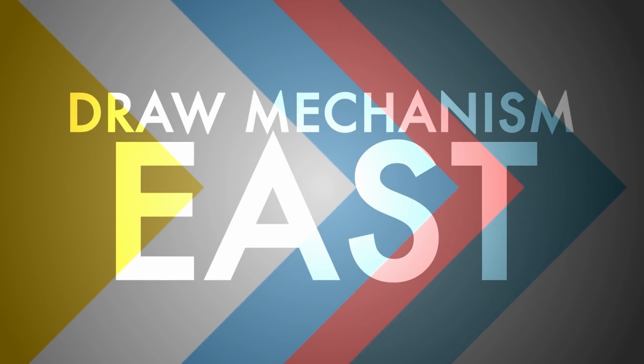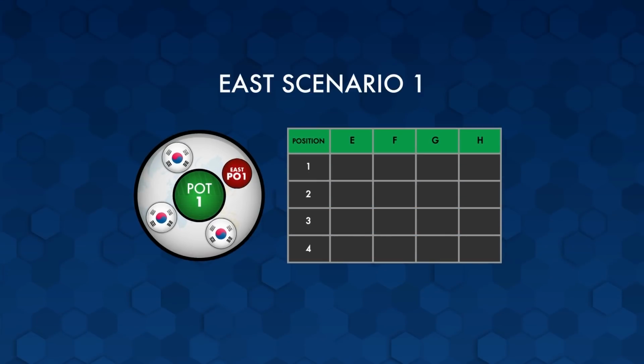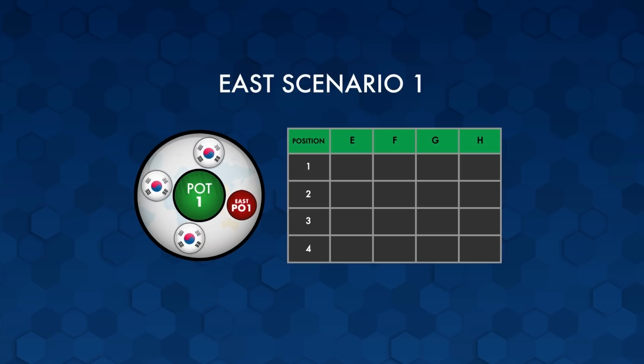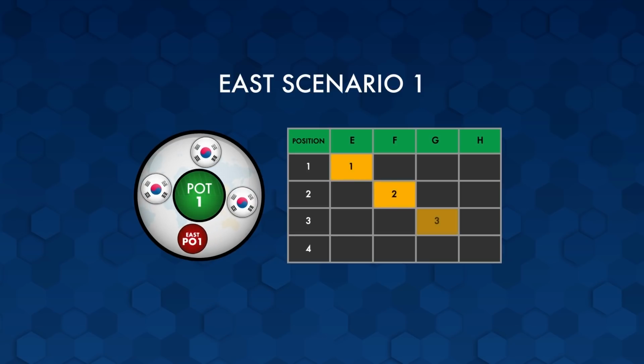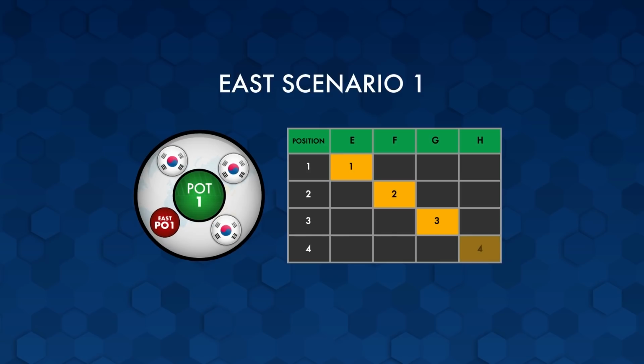Draw mechanism East. East scenario 1. Korea comes first from country pot. The first, second and third clubs drawn from Pot 1, Korea, will go into positions E1, F2 and G3 respectively, while the winner of playoffs 1 will be placed into position H4.